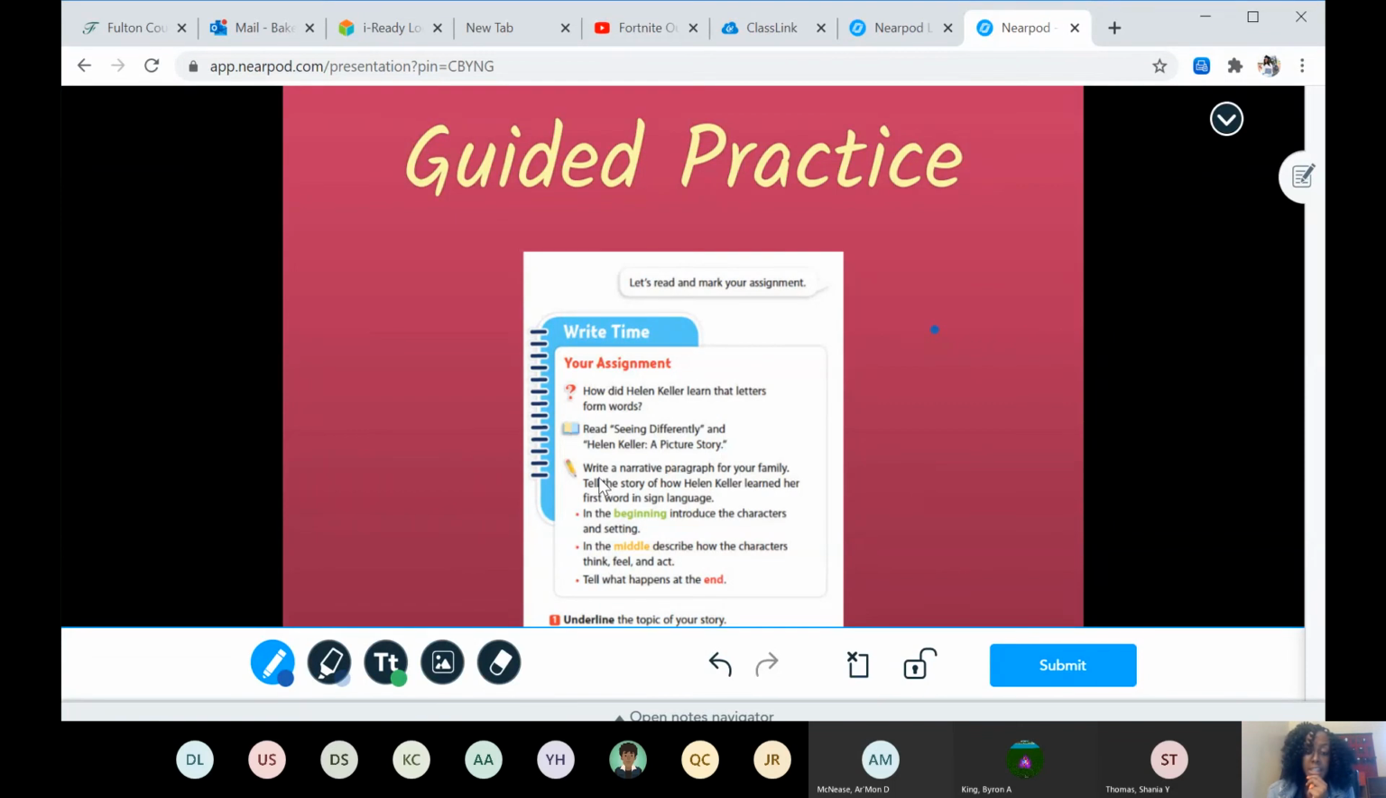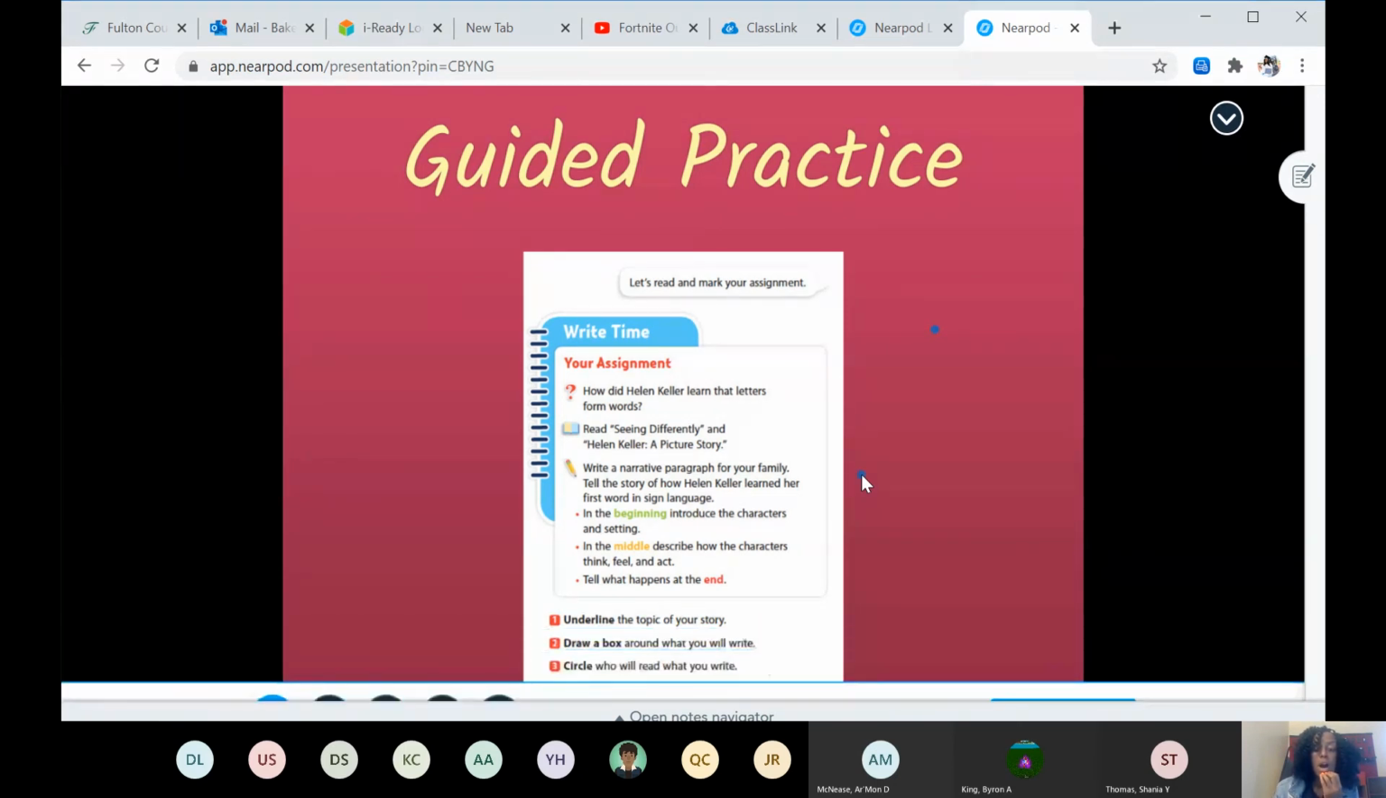In this assignment, look next to the pencil, it says write a narrative paragraph for your family. Tell the story of how Helen Keller learned her first word in sign language. In the beginning, introduce the characters and the setting. In the middle, describe how the characters think, feel, and act. And then lastly, tell what happens.